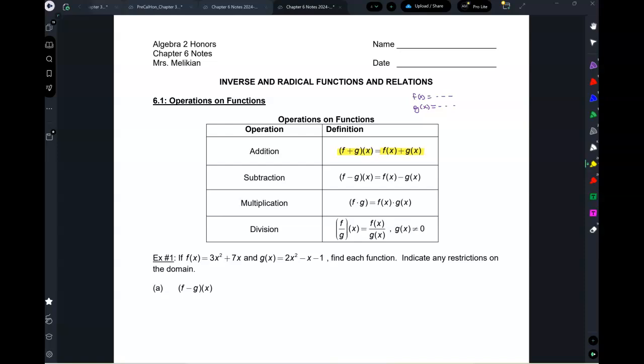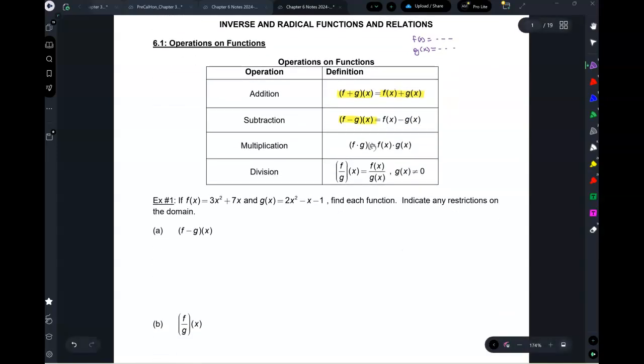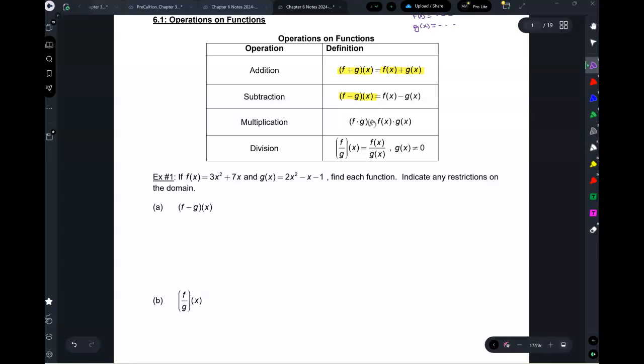And if I wanted to subtract them, it would be f minus g of x. If I wanted to multiply them, it would be f times g of x. There really should be an x there. And if I wanted to divide them, I would say f over g of x. And I have to make sure that g of x isn't ever 0. Okay. Well, let's practice that.